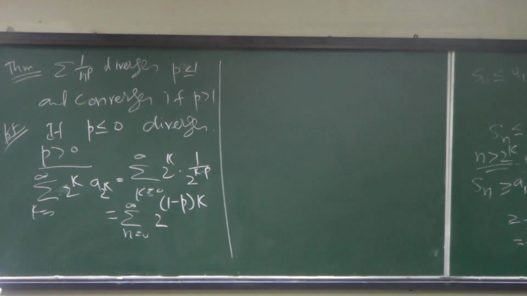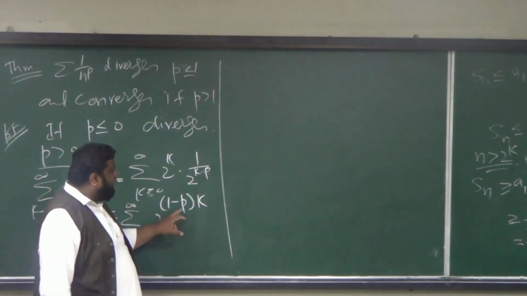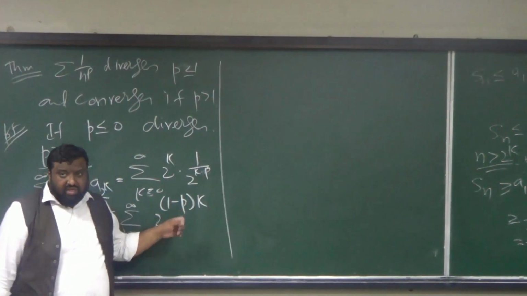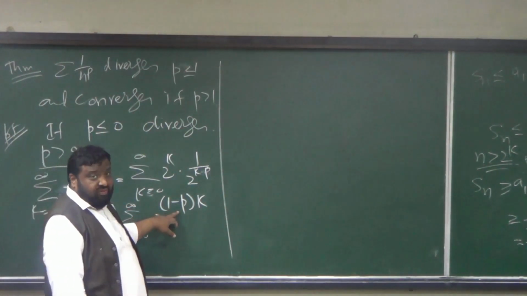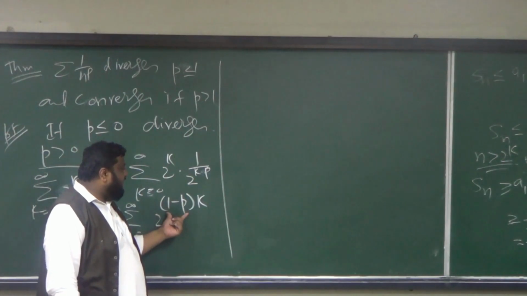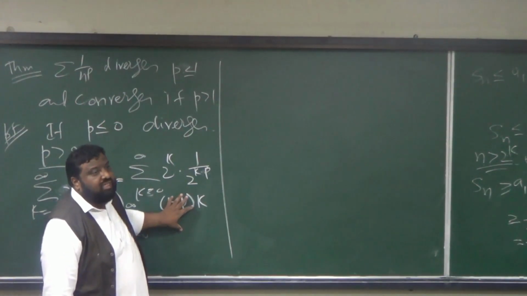Now, my claim is that the convergence or divergence of this series depends on p. Now imagine you have a p bigger than 1. What's going to happen? If p is bigger than 1, then this exponent will become negative, and this will become a geometric series actually.